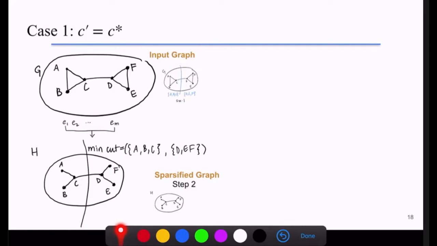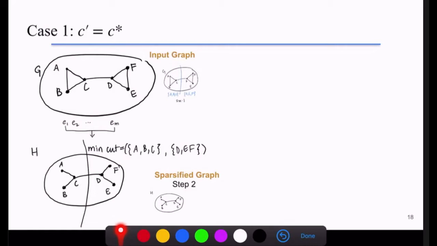Thanks. Sorry, I just have a quick question. I forgot the eventual goal. Is the eventual goal to find the min cut or to find an approximate min cut? The global min cut. The global min cut. Okay. Thanks. Okay, sounds good.